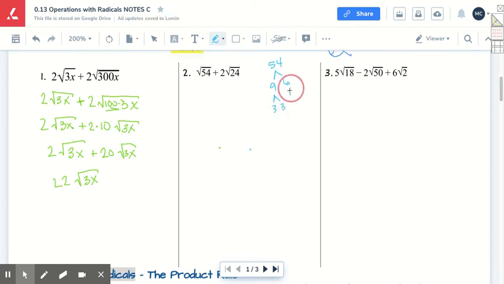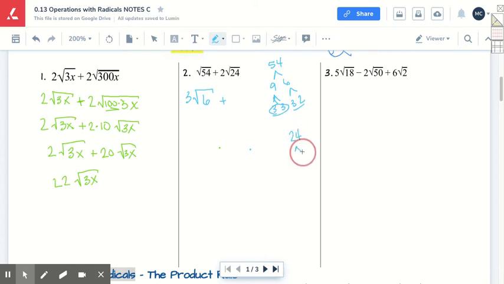9 is 3 and 3. 6 is 3 and 2. So that means 54 has a pair of 3s in it, and then it's got a 3 times 2 left over. So for the pair of 3s, I'm bringing out a 3, and the 3 times 2 left over is 6. So I'm going to write it like this. We'll do the same with 24.